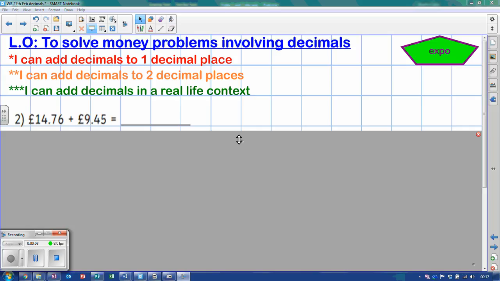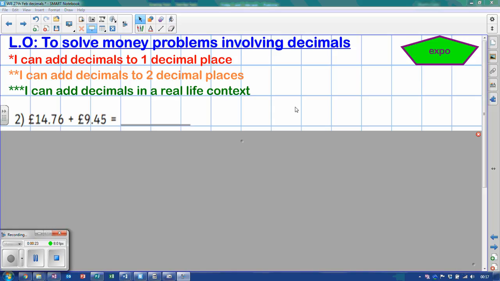And when do we normally come across decimals? When we're dealing with money. So we're adding two amounts of money together, £14.76 and £9.45. Now the key to getting this right is setting it out.